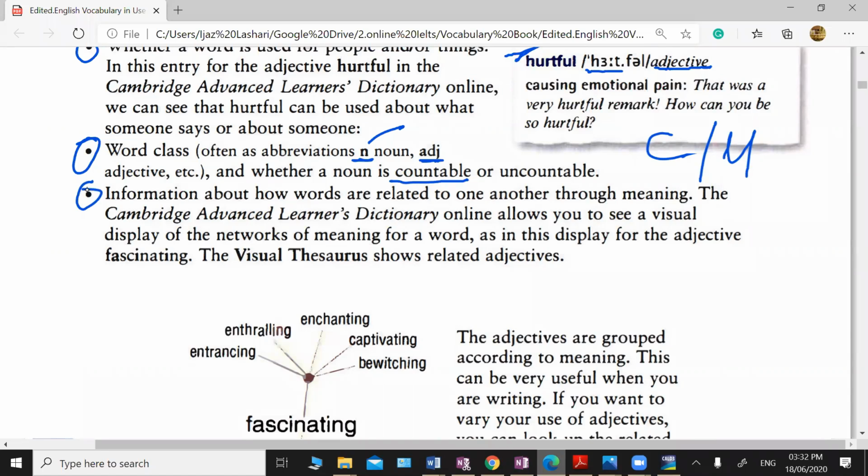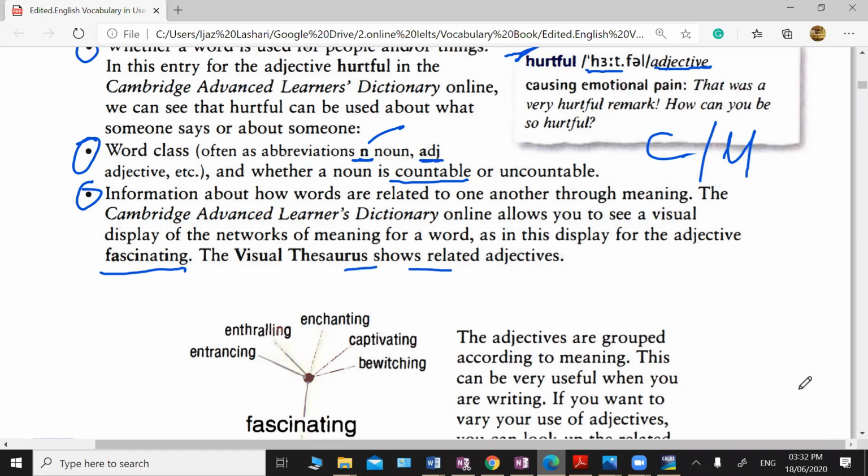Any liquid. Information about how words are related to one another through meanings. The Cambridge Advanced Learner's Dictionary Online allows you to see a visual display of the networks of meaning. Sometimes the dictionary also shows you pictures, like visuals. In this display of the adjective fascinating, the visual thesaurus shows related adjectives.